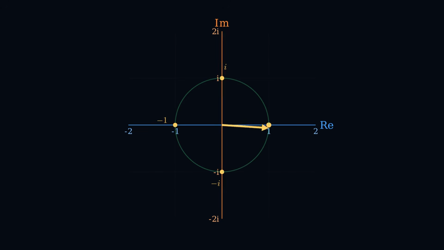Again, negative i times i is 1. Back to the start, a full circle. Four multiplications by i, four 90-degree steps back to where you began. That's not a coincidence to just accept. It's forced entirely by the single rule i squared equals negative 1.